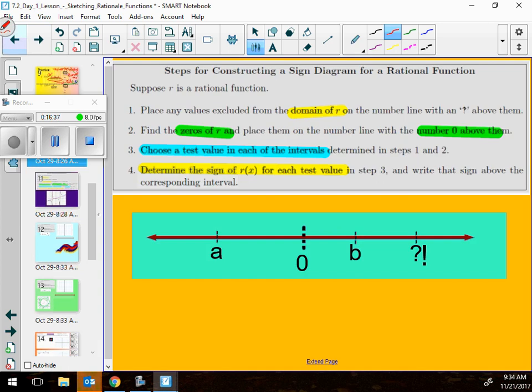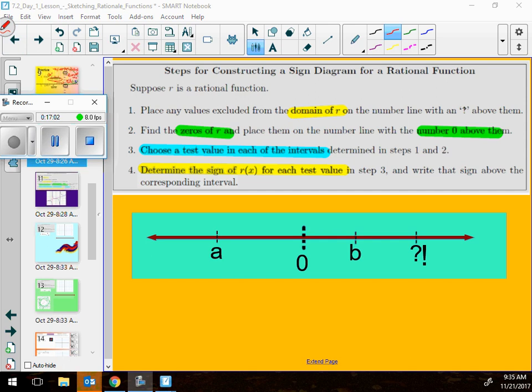Here are the steps for constructing a sign diagram for a rational function. For those of you who like to read it instead of having somebody read it to you, I'm going to pause for a moment and ask you to read these. These are steps you should make to figure out a sign diagram.